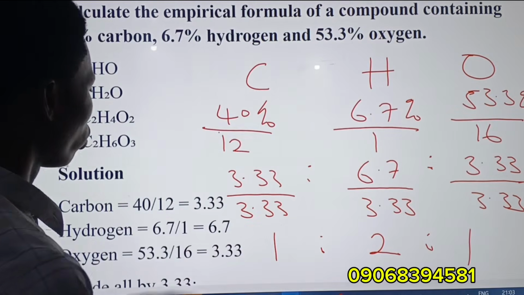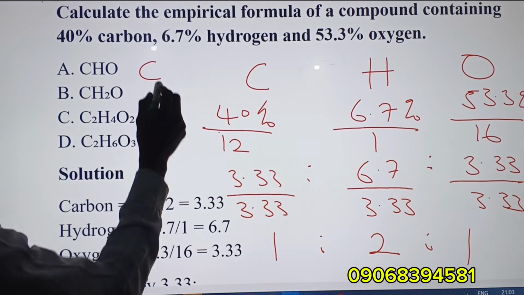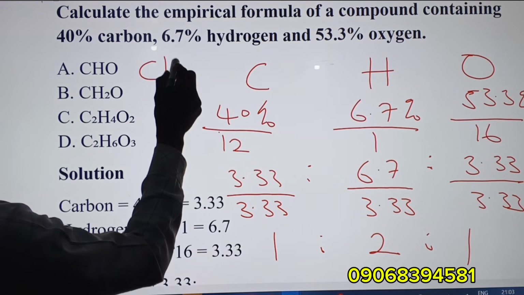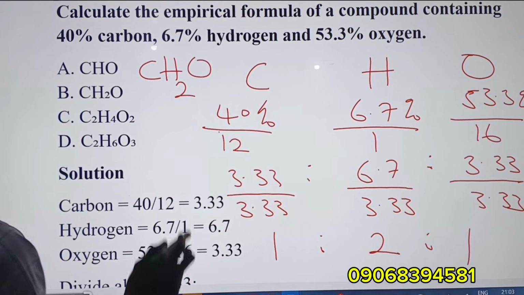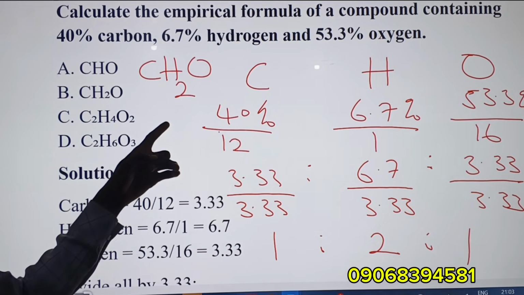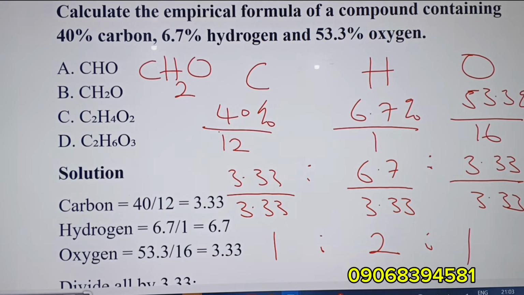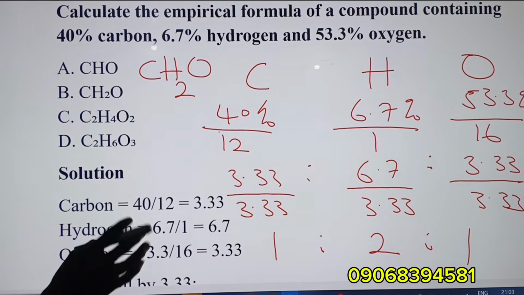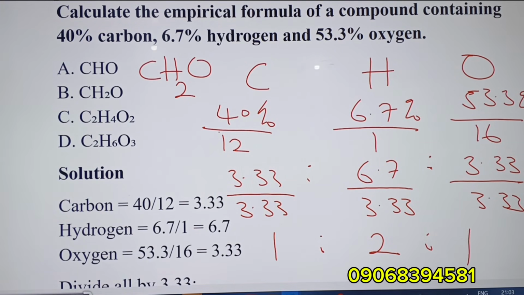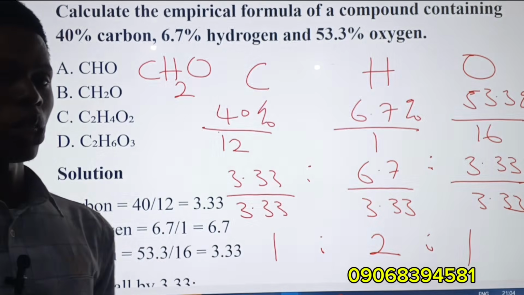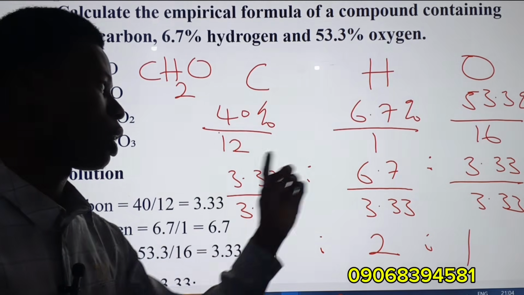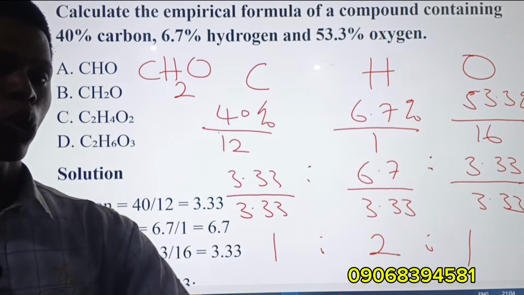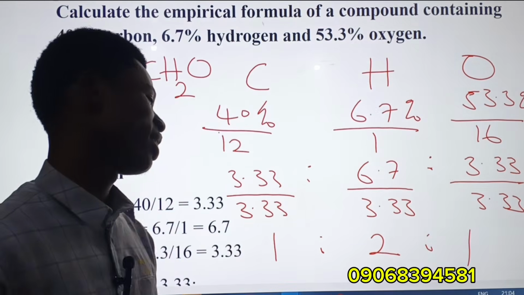So you can see now that carbon here is just one of it, hydrogen here is 2 of it, and oxygen is 1 of it. So the empirical formula is CH2O. It's very simple as that. Are you seeing it? Very, very simple. Write out the percentage abundance you are given, divide by the molar masses, divide by the smallest number. Go your way.